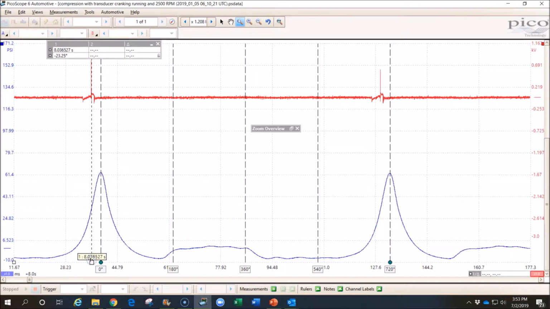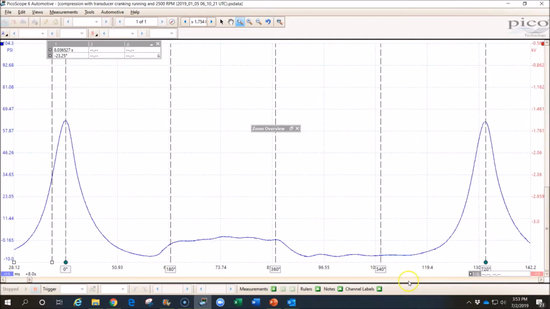You come over here and it looks like it's happening at this point at about 23 degrees before top dead center. And that can be helpful, and we can see how that changes throughout the RPM range as well and under different load conditions. I'm going to zoom in here again closer on this.